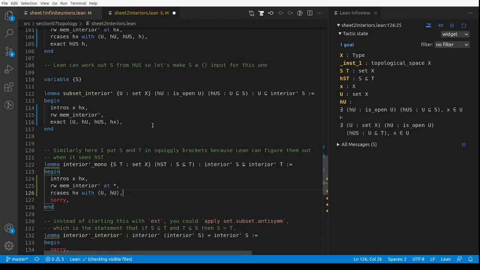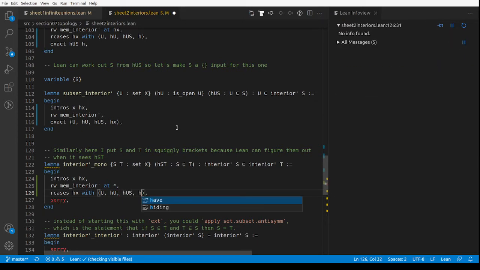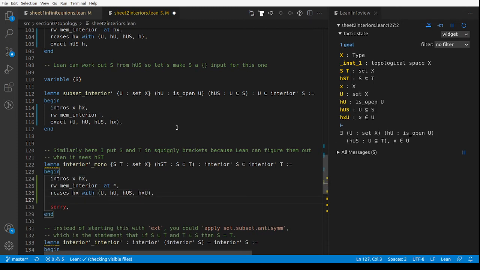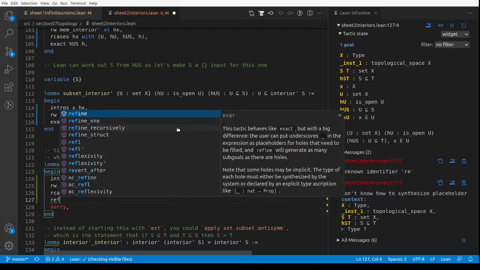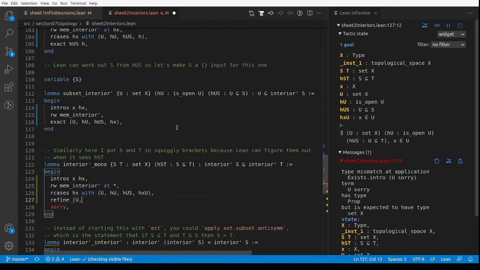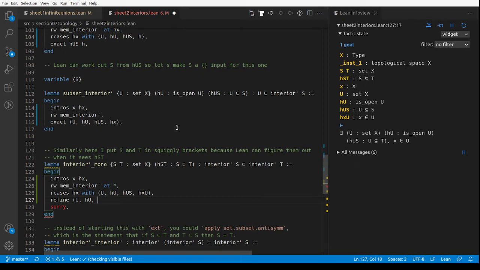I did one of those earlier. U hU, I'm just copying from right at the top there. hUS, comma h, and that was hx, I think we should call it. hxU, that would be a good name for it. And now what have we got to prove? And now refine, I've got to come up with a subset of X which is open. So it's obviously going to be U and hU again. And now I need a proof that U is in T.